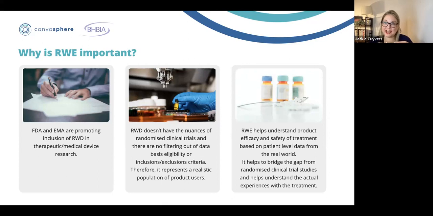It can help bridge that gap that may exist from the clinical trial study data, which is a smaller patient population under controlled circumstances, with what's actually happening in the broader patient population that's being treated for certain conditions.